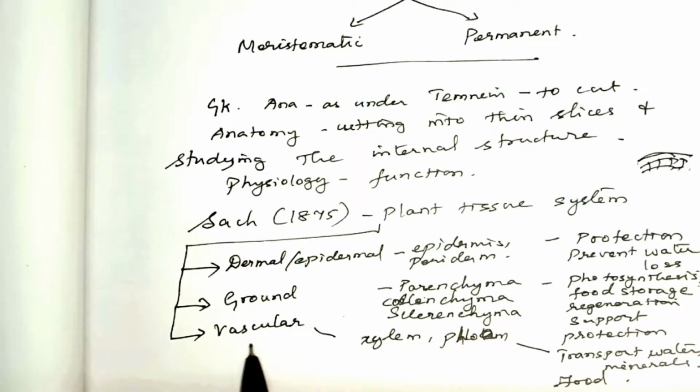Third tissue system is vascular tissue system. It consists of xylem and phloem. Xylem helps in the transportation of water and minerals from the root to every different part of the plant, and phloem helps in the conduction of food from the leaves to other parts of the plant.